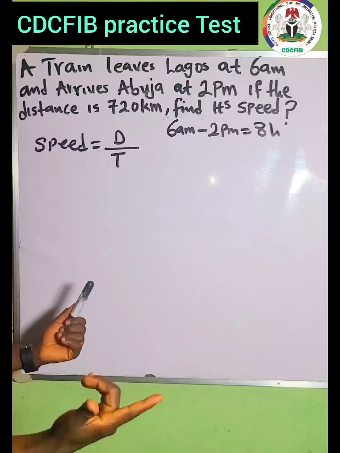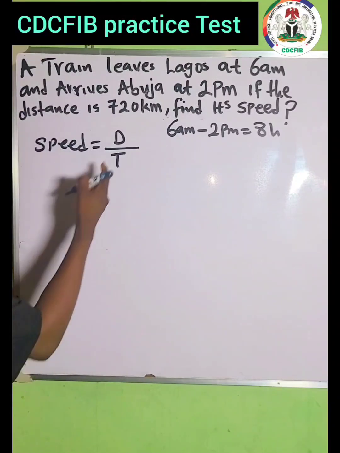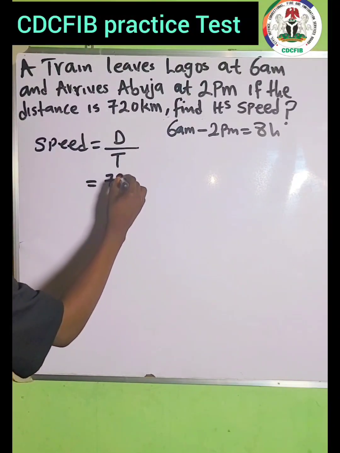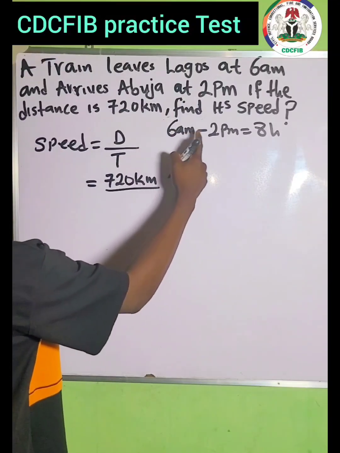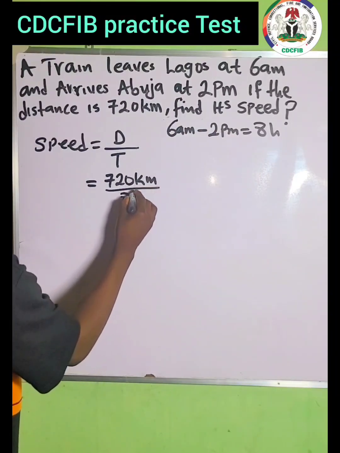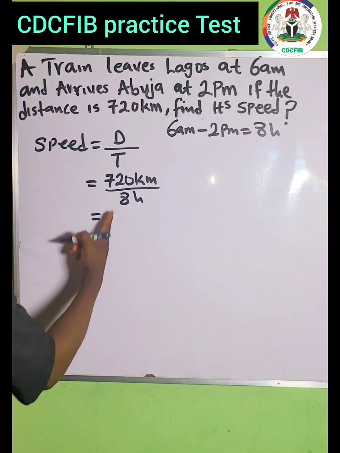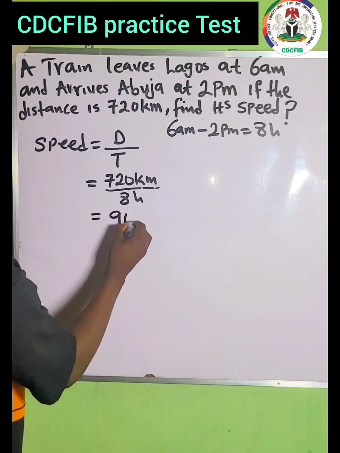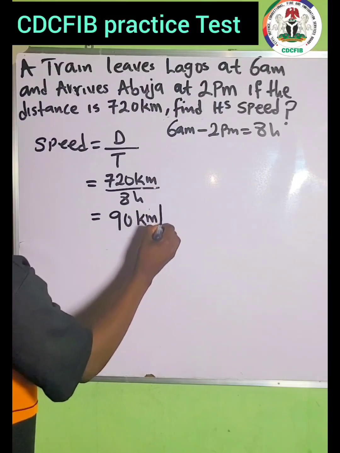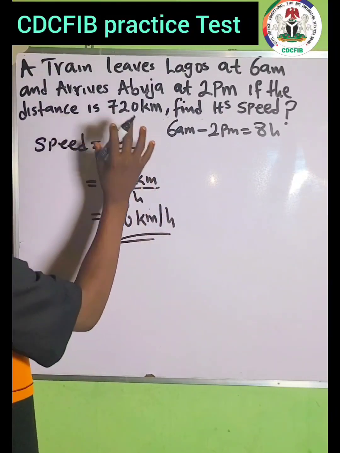So now we're going to do direct substitution. This is going to be equal to the distance covered in kilometers, which is 720 kilometers, divided by the time in hours, from 6 a.m. to 2 p.m., which is 8 hours. So this is going to be equal to 720 kilometers divided by 8 hours, which is going to give us 90 kilometers per hour. So this is the speed from this question.